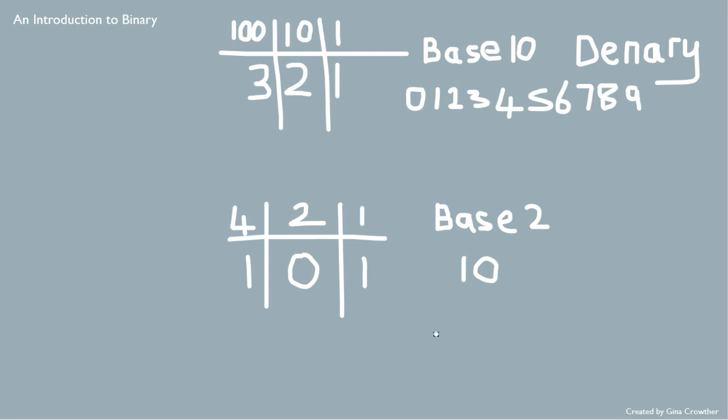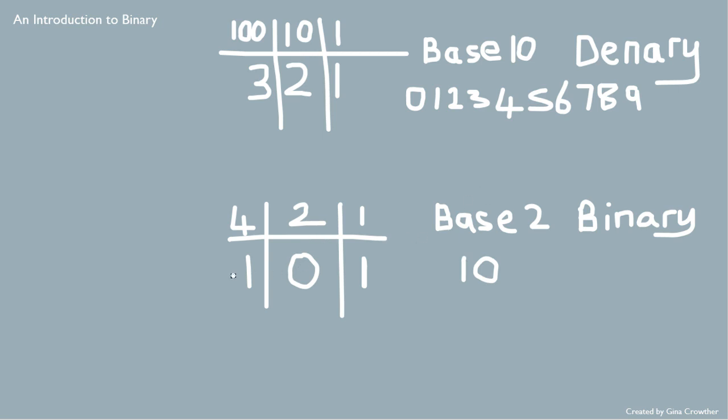Now, in binary, and I'll just write binary here so we don't forget, binary works on base 2. So we only have 2 numbers, a 1 and a 0. So in the first column we've got a 1. It can't go up to 2 because we either have a 1 or a 0. So if it does go to the next number, 2, then it moves on a column, just like we do with base 10.